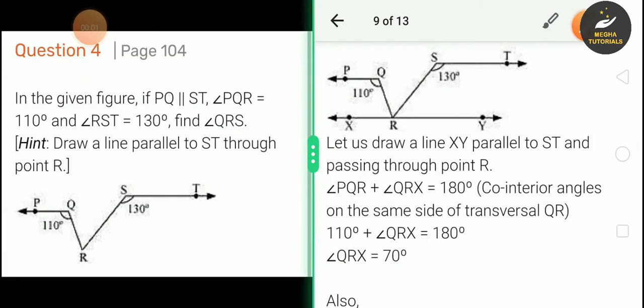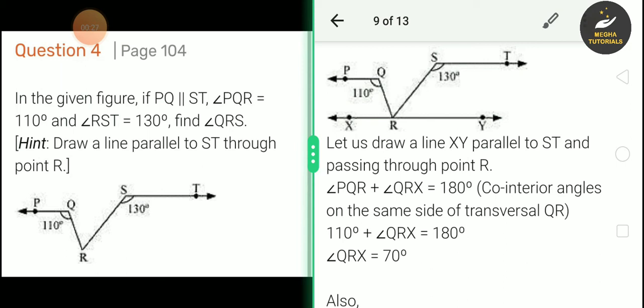Question 4. In the given figure, if PQ parallel to ST and angle PQR is equal to 110 degree and angle RST is equal to 130 degree, then find angle QRS. Hint is given, draw a line parallel to ST through point R. So let's see the solution on RHS side.